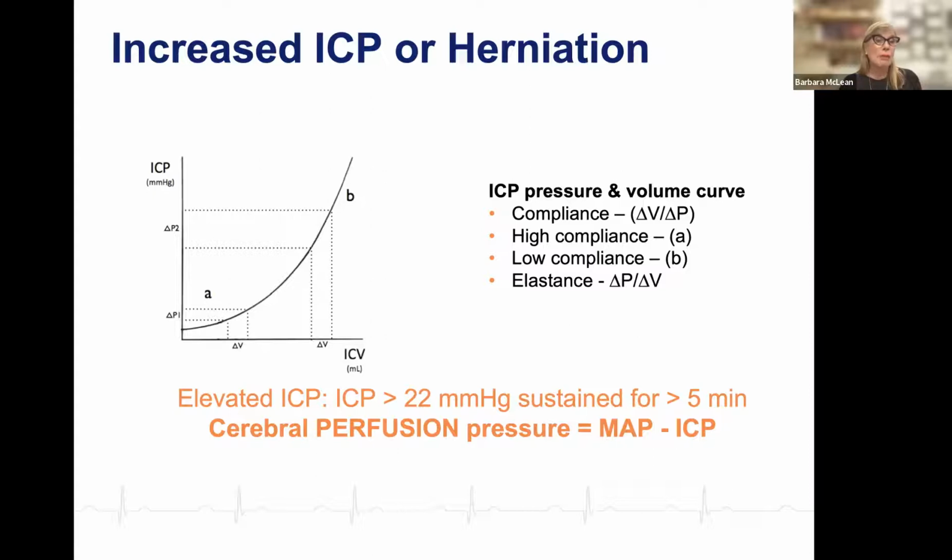Now, the other aspect that we talk about, and we're going to look at a little bit more later, is cerebral perfusion pressure, which is driving pressure, MAP, minus resistance pressure, which is ICP. MAP minus ICP equals CPP. And we would always like for cerebral perfusion pressure, CPP, to be 60 or greater.